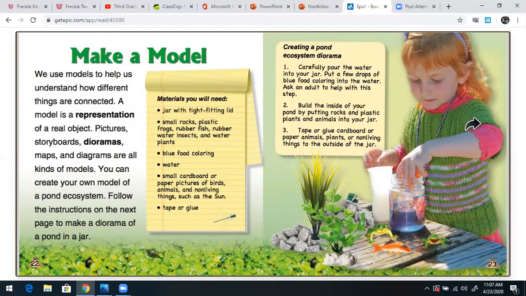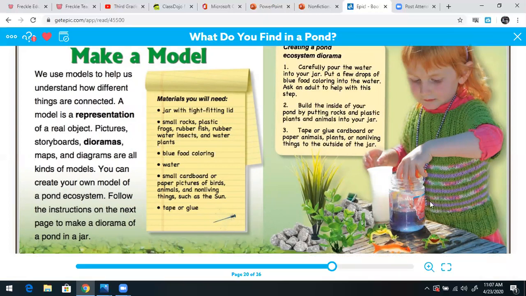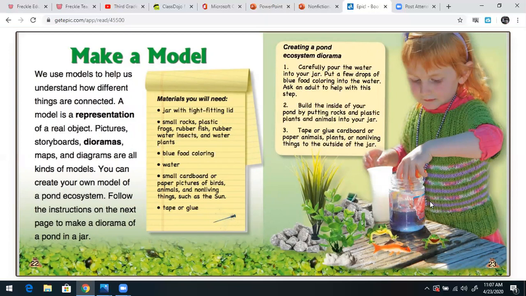So if you look closely, this little girl has a jar, like a mason jar, and she's making her own pond ecosystem.